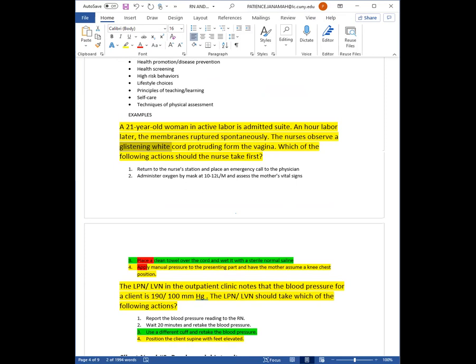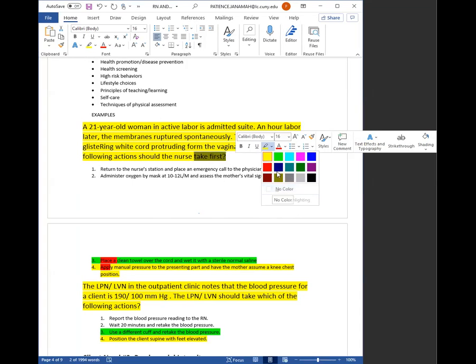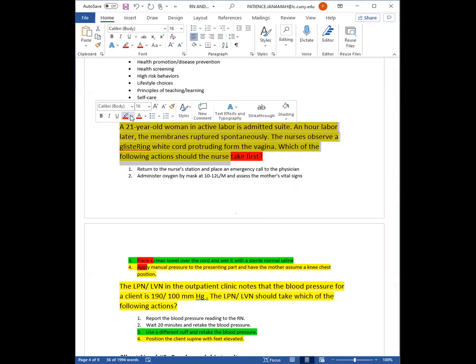Gertrude, are you getting it? Instead of just telling you straightforwardly that the nurse observed the cord coming out, they describe a glistening white cord protruding from the vagina. And they want to know what you would do first. Gertrude, you will do all these actions. They want to know the one that you will do first. If you walk inside and you see this coming out of the woman's vagina, what will be your first step?